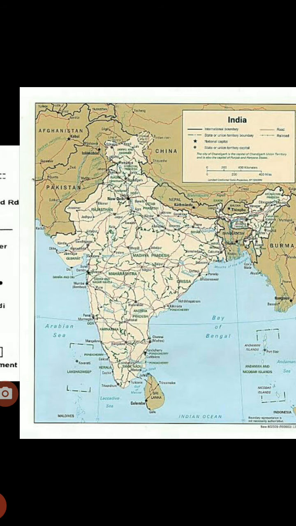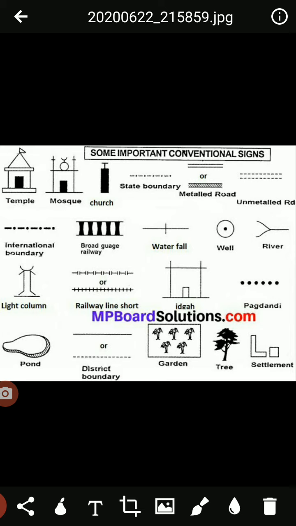The scale is given as 1 centimeter is equal to 200 kilometers. So if we multiply 9 centimeters into 200 kilometers, there will be 1800 kilometers. The actual distance will be 1800 kilometers. That is the scale. Now let us go with the symbols. Yes, what are these symbols?